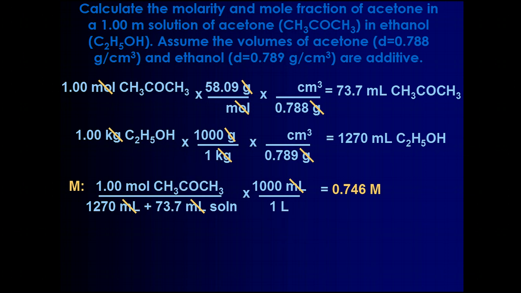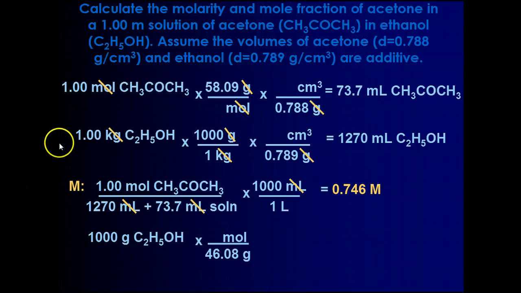To get the mole fractions, I'm going to need to find the moles of each component. Acetone's pretty straightforward. Ethanol, I'm going to have to find the moles using the molar mass. So I went ahead and just started with ethanol. I already had the moles of acetone. 1 times 1,000 gives me 1,000 grams. That gives me 21.7 moles of ethanol.